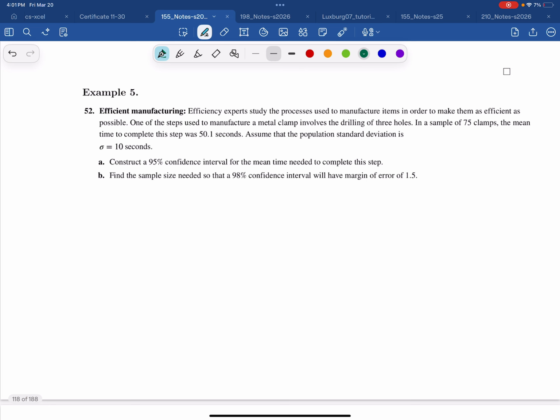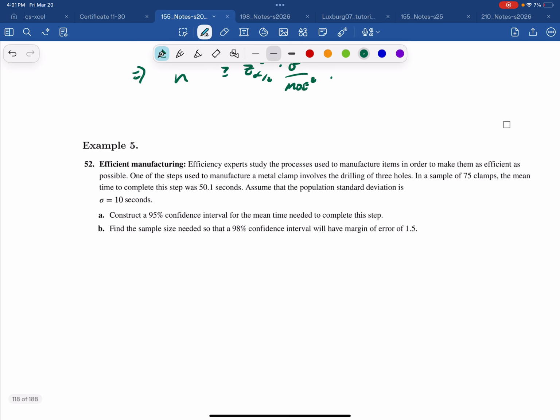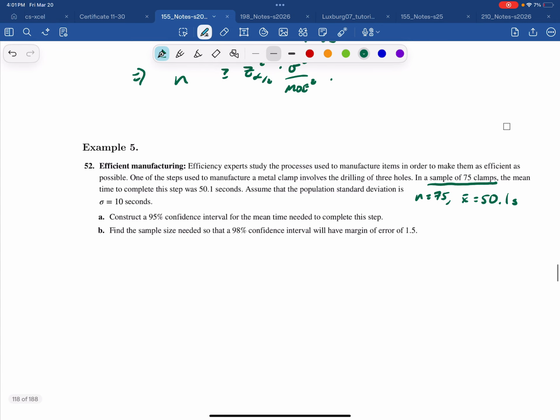Okay, one more example. You can pause and read example 5. But what we can do is note that n equals 75, x bar equals 50.1 seconds, if we care about units, and sigma equals 10 seconds. Okay, so that's what we should get from that, right? Construct a 95% confidence interval.